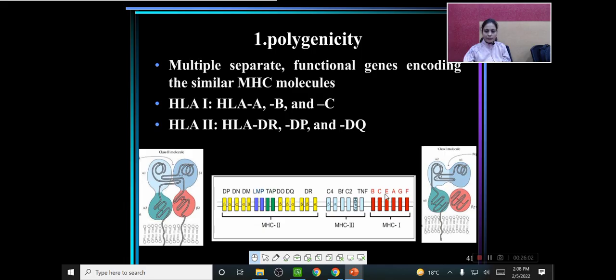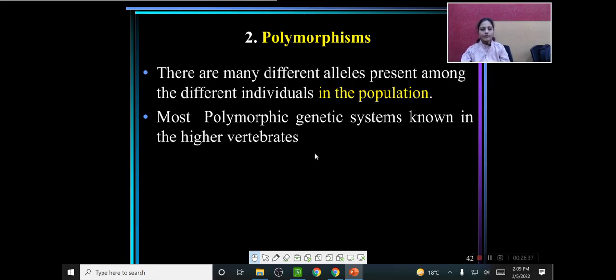This represents the alpha chain. Clear? A, B, C represent the alpha chain. In class 2, DR, DQ and DP represent both alpha and beta chains. So both MHC class 1 and class 2 are represented by multiple functional genes, right? That's why it is called polygenicity.